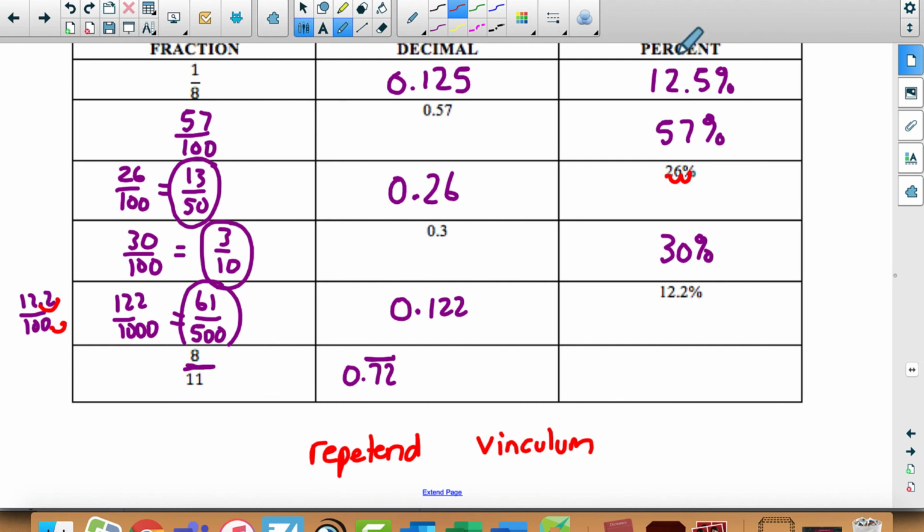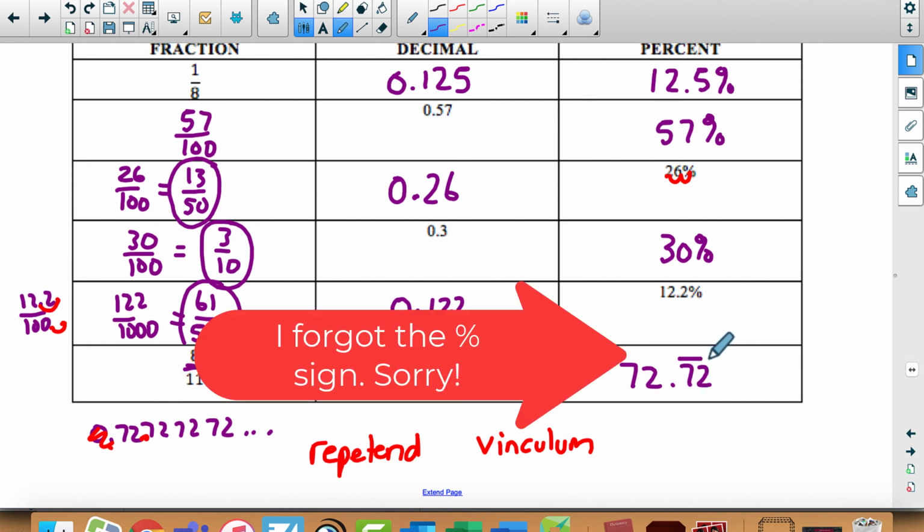Okay, now how do we do the percent? Remember, to go from decimal to percent, we move that decimal 2 to the right. So it would be 72 point, but then what happens there? Okay, well maybe I should write for a second 0.7272727272, because that's what happens, right? 7272, it just keeps going like that. So if I move the decimal to the right, 1, 2, the decimal's now here. So what do I have? I have 72.72727272. So I have 72 in front of the decimal, and then after the decimal I have 72 repeating. The repetend is 72, and the vinculum goes over the 7 and the 2.